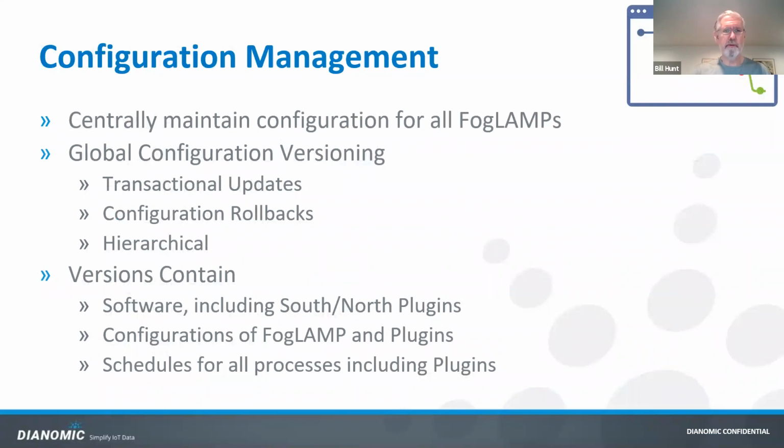FogMAN is really all about centralized configuration. And I'll walk through some of the details of this, but all the configuration for all the FogLAMPs is stored centrally. And then there's a versioning system that allows you to do transactional updates. So you can make a number of changes and then roll those changes out in a batch. And then, of course, it also allows you to roll back to previous versions. And those versions typically are linear. You've got 1, then 2 builds on 1, 3 builds on 2, and so forth, but they can also be hierarchical. So you can go back and have a 1.1 that's based on version 1.